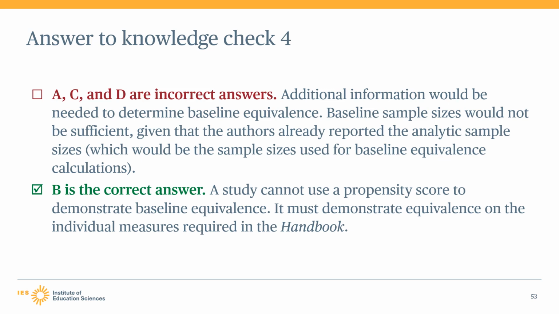In this example, baseline equivalence would need to be established on the baseline test score measure for the intervention and comparison group members in the analytic sample. The authors already reported the analytic sample sizes, but baseline means and standard deviations still would be needed for the WWC to determine baseline equivalence.